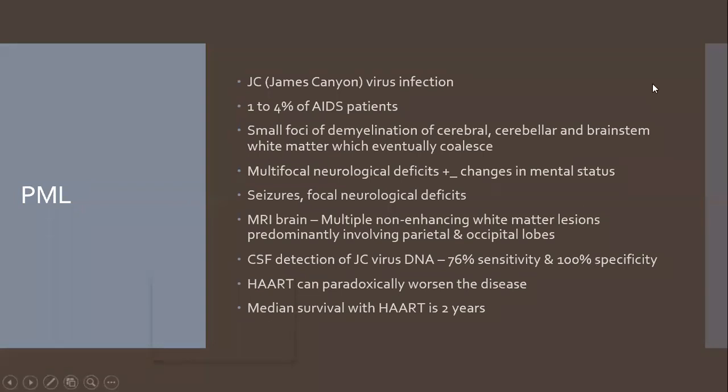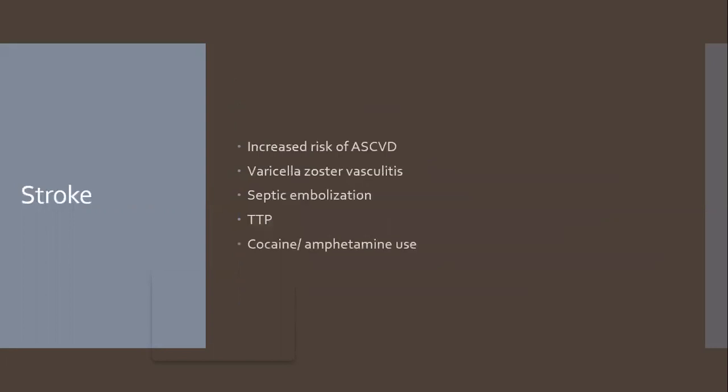Coming to PML, Progressive Multifocal Leukoencephalopathy. It also presents as a focal deficit and seizures. It is caused by JC virus or James Canyon virus, which is a polyoma virus. Again, I'm not going into the detail. How will you diagnose? Diagnose JC virus in the CSF. This is very important because for PML, there is no separate treatment as such. Even though it's an opportunistic infection, PML responds to antiretroviral therapy.